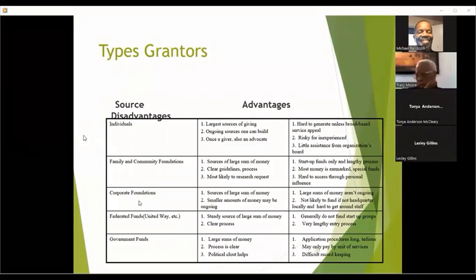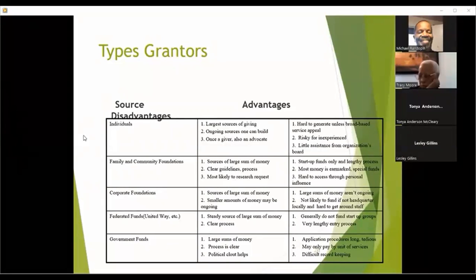A corporate foundation will be like Walmart, Walgreens, Pepsi. All these are what we call corporate foundations. Remember, a corporate foundation by law, in order to maintain that corporate foundation status, must provide at least 10% of their net proceeds to nonprofits, 501(c)(3).